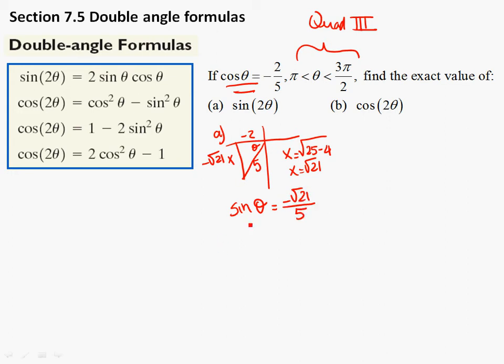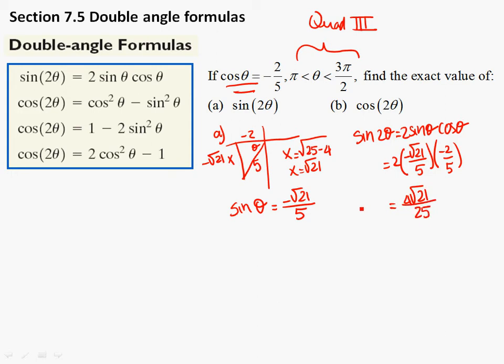And then I'm just going to fill in that little formula there, which says that the sine of 2 times theta is twice the sine of theta times the cosine of theta. So this is twice the sine of theta, which was negative square root of 21 divided by 5, and the cosine of theta was -2/5. The negatives cancel. 2 times 2 is 4. Square root of 21. 5 times 5 is 25. So the sine of 2 theta is 4 square root of 21 over 25. Notice it became positive.